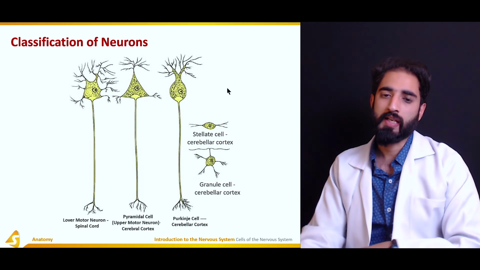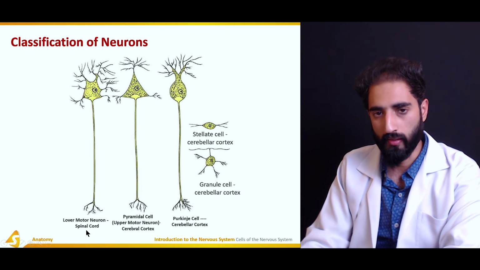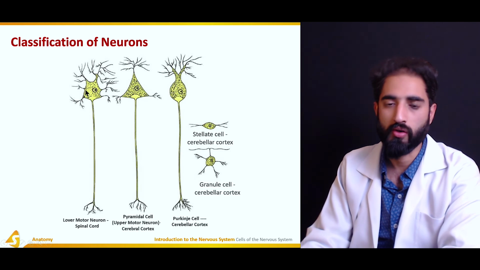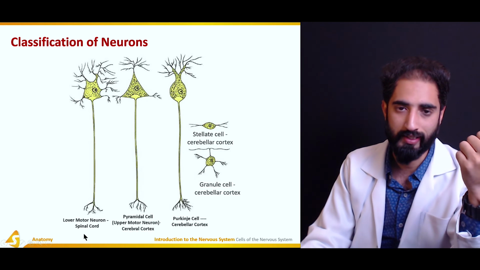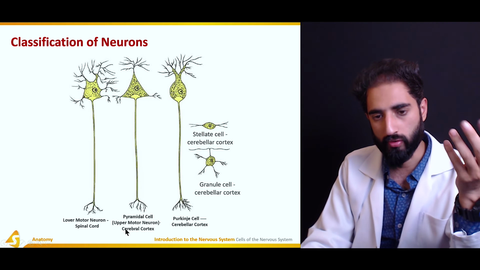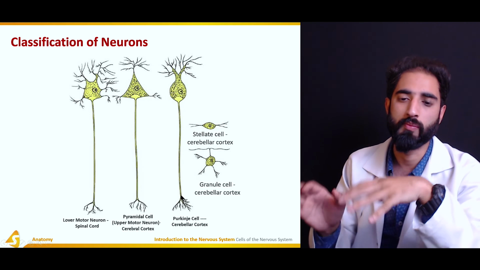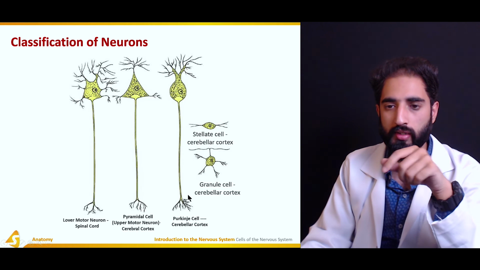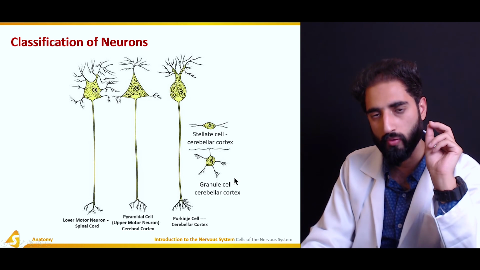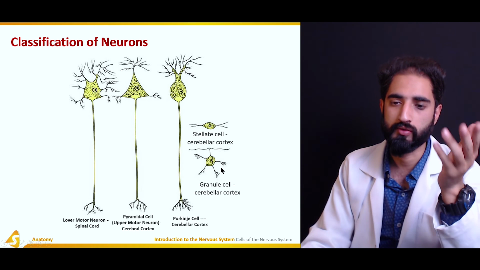So here you can see in this example, these three are actually the Golgi type 1 neurons, and this is a lower motor neuron or the alpha motor neuron in the spinal cord. This is a pyramidal cell, which is an upper motor neuron in the cerebral cortex, and this is the Purkinje cell, which is found in the cerebellum in the cerebellar cortex. On the other hand, these are the stellate cell and granule cell, which are Golgi type 2 neurons found in the cerebral and cerebellar cortex.